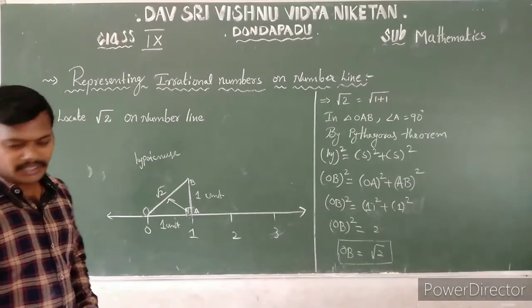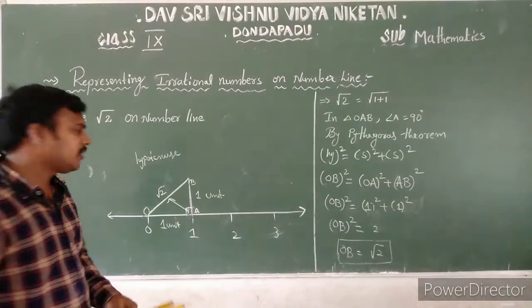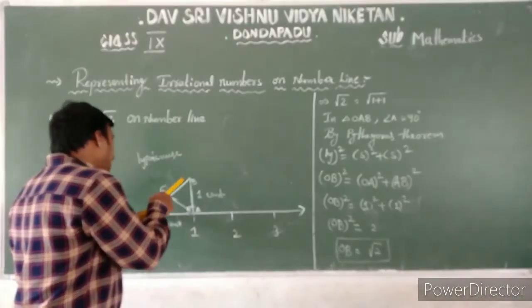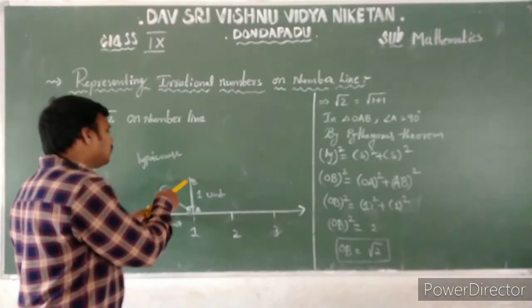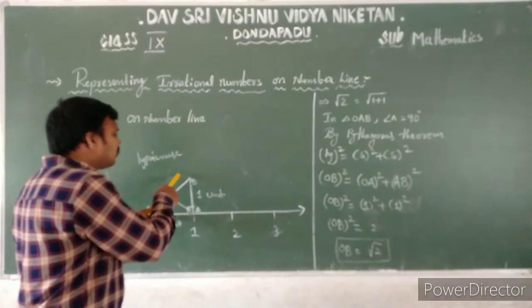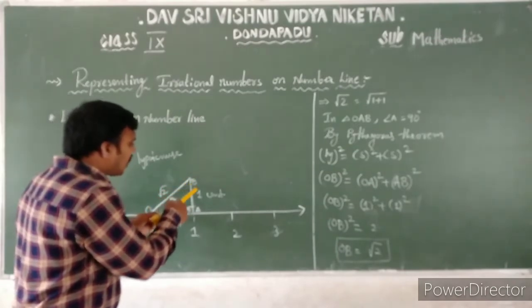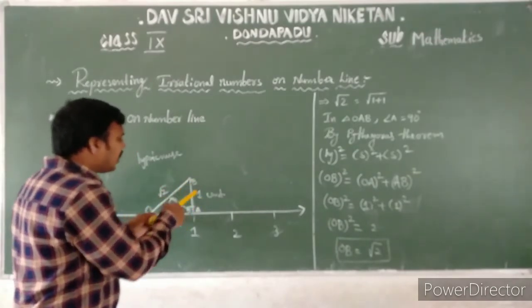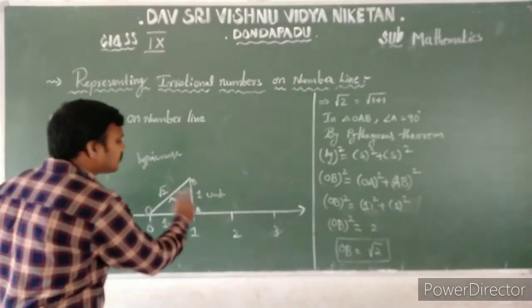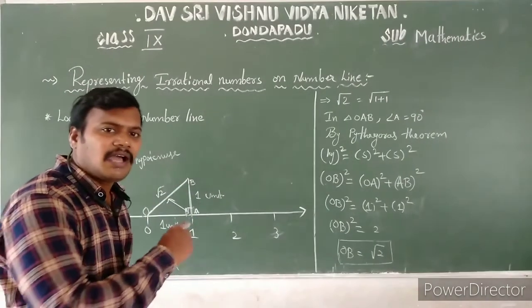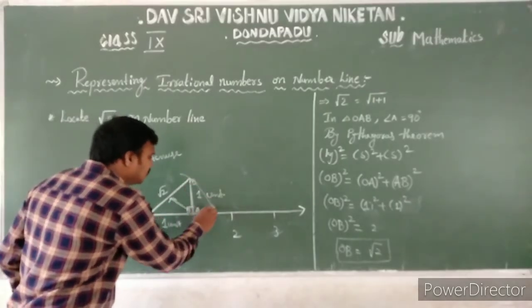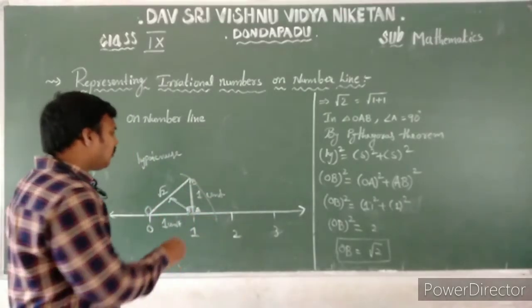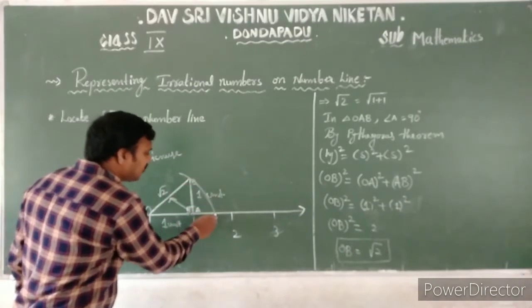Now we are going to take that OB as radius. We have to draw an arc on the right side of zero, so that the arc touches the number line.